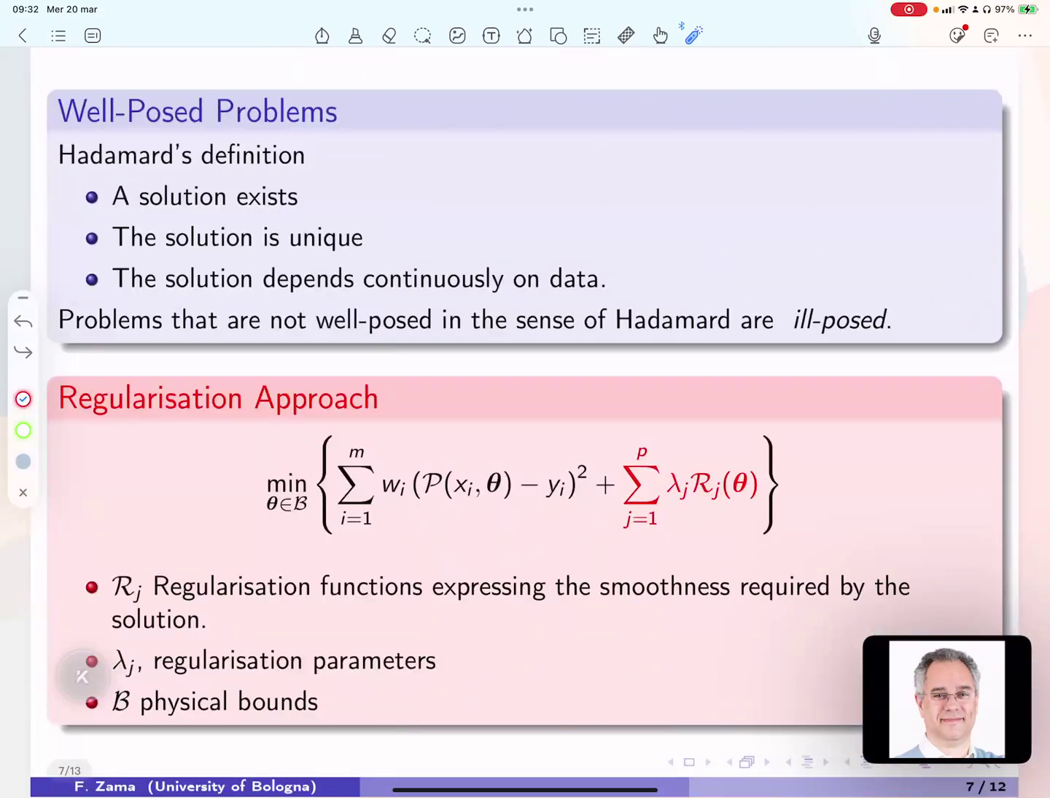So in general, a classical solution might not exist, is not unique, and does not depend continuously on data. So the noise present in the data lets it dominate the solution and makes the solution actually useless. So we apply a regularization approach.